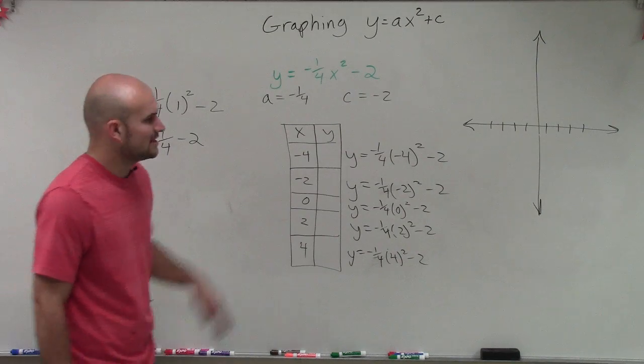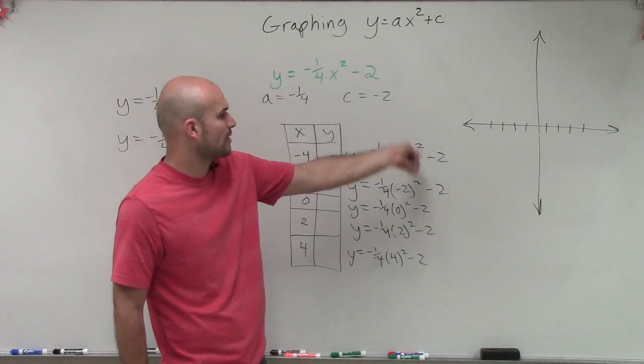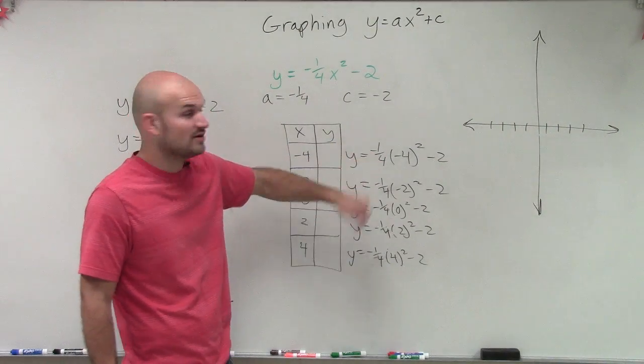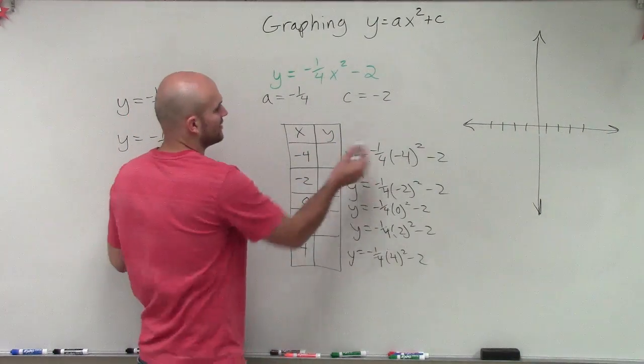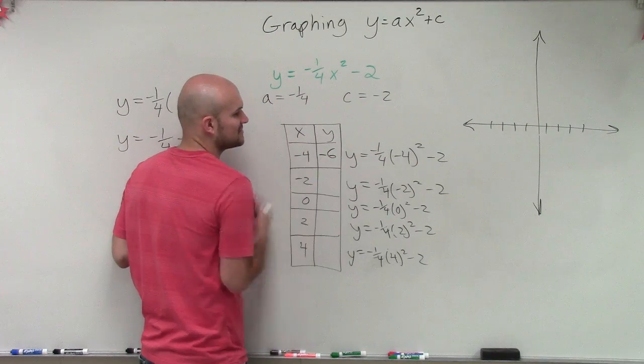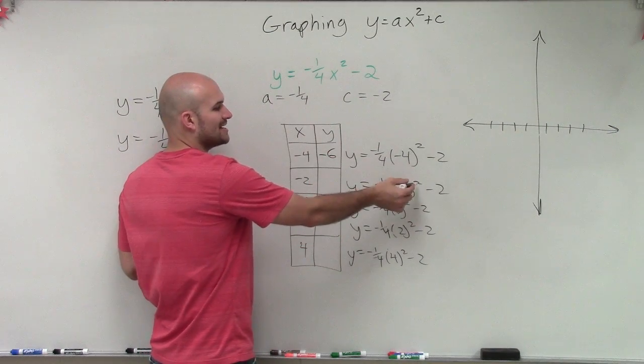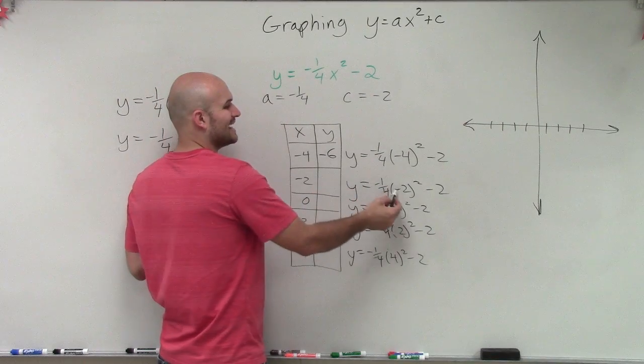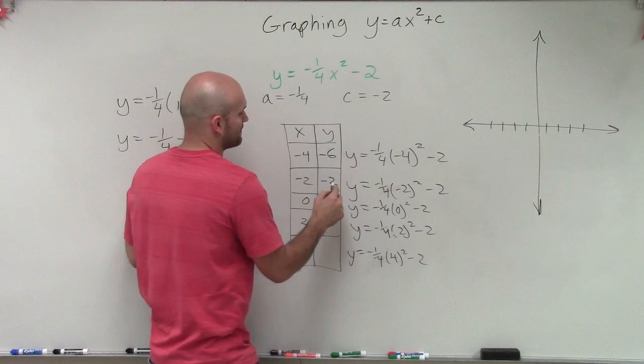All right, so let's go and find out these values. Negative 4 squared is a positive 16. Positive 16 times negative 1/4 is going to be a negative 4. Negative 4 minus 2 is negative 6. Negative 2 squared is positive 4. Positive 4 times negative 1/4 is a negative 1. Negative 1 minus 2 is negative 3.